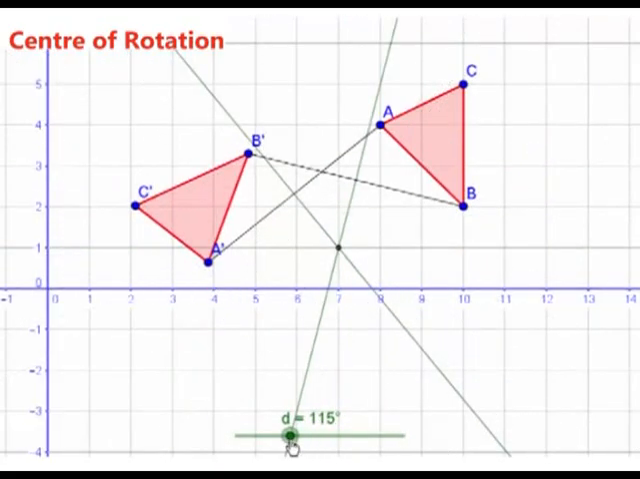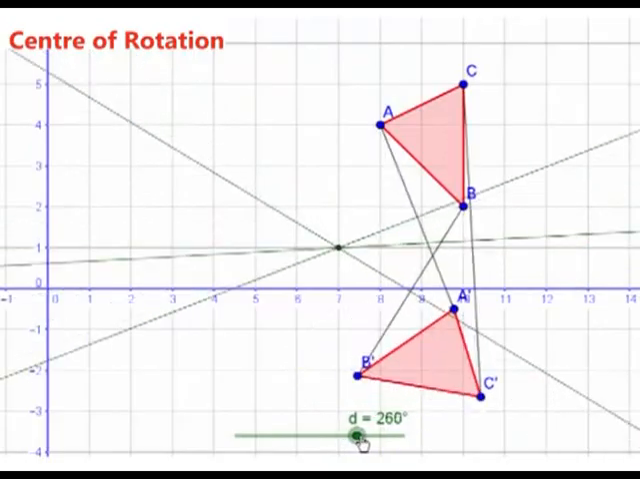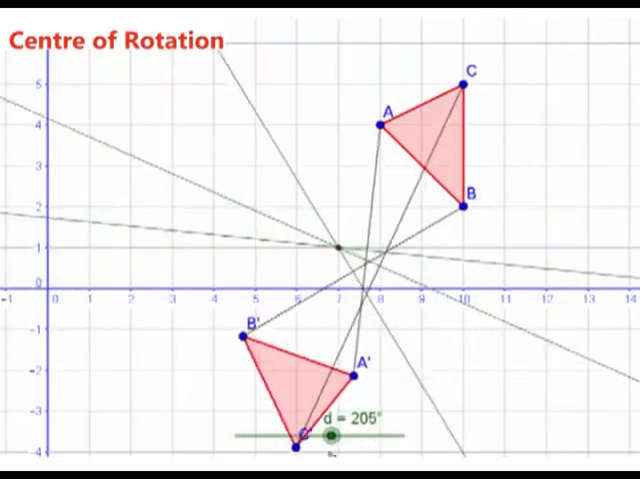And of course, I could have joined C and C prime as well. And find the perpendicular bisector, and you see they meet at the same point. And now we have 3 perpendicular bisectors intersecting at the same point, (7, 1), which is the center of rotation.